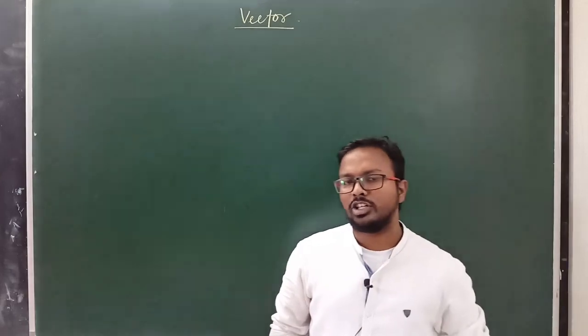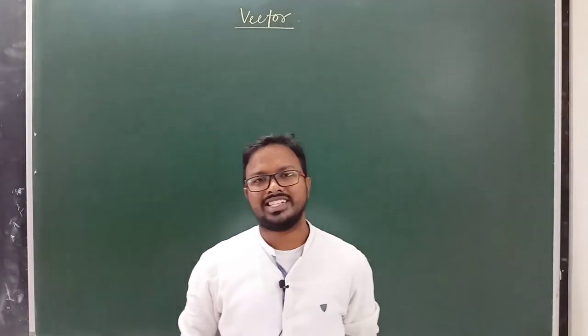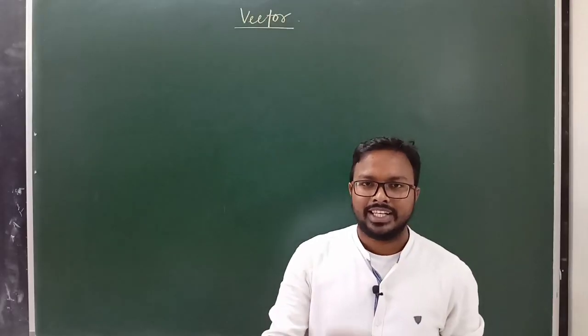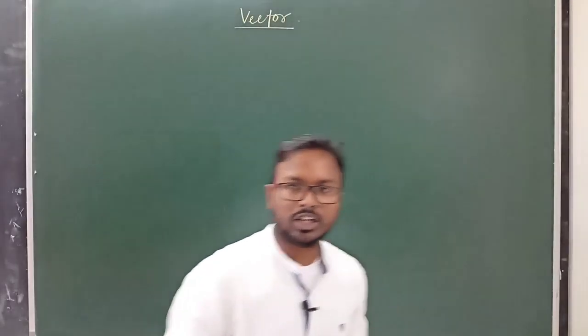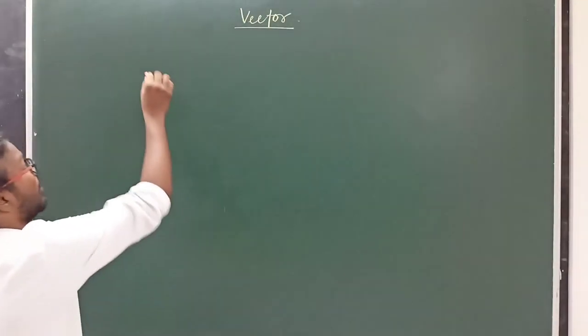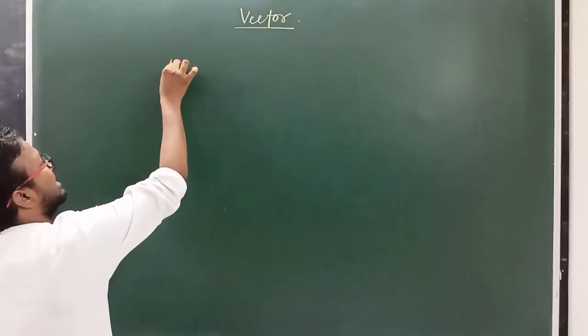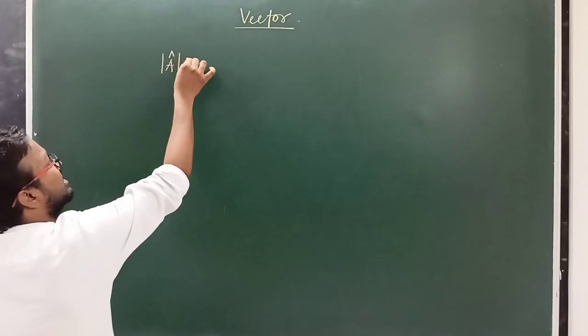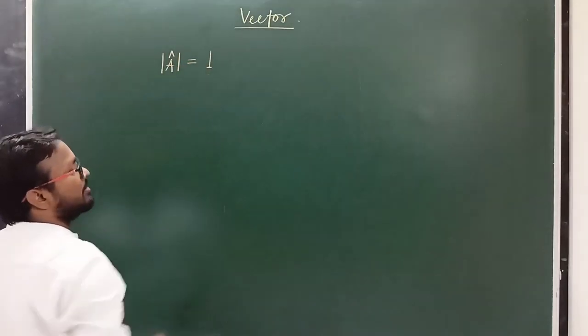Out of the vectors, one vector is important, which is known as the unit vector. So what is a unit vector? A unit vector is a type of vector whose magnitude is always 1. Suppose a cap is a unit vector, its magnitude is equal to 1.